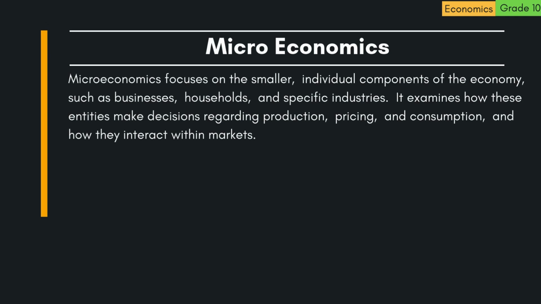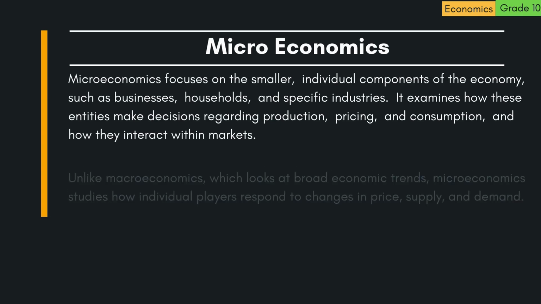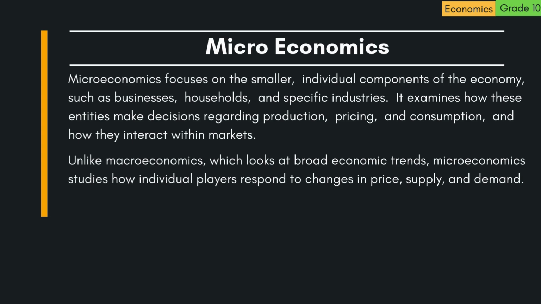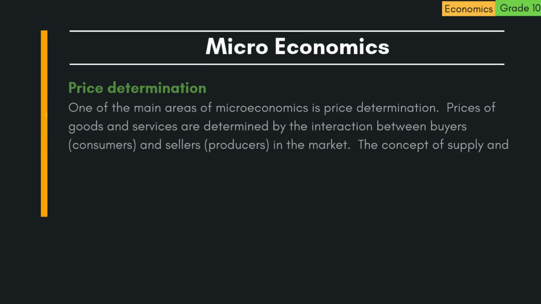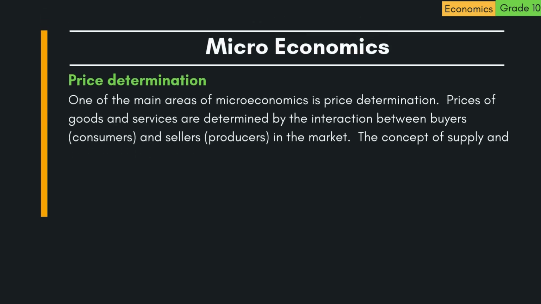2. Microeconomics. Microeconomics focuses on the smaller, individual components of the economy, such as businesses, households, and specific industries. It examines how these entities make decisions regarding production, pricing, and consumption, and how they interact within markets. Unlike macroeconomics, which looks at broad economic trends, microeconomics studies how individual players respond to changes in price, supply, and demand.